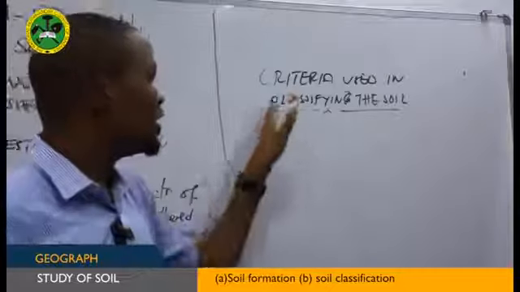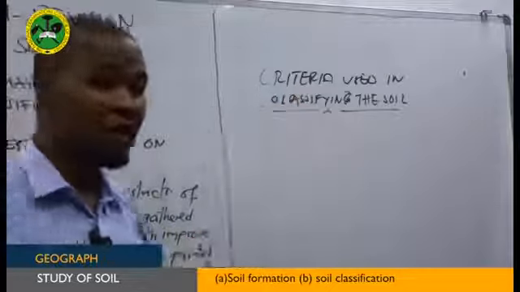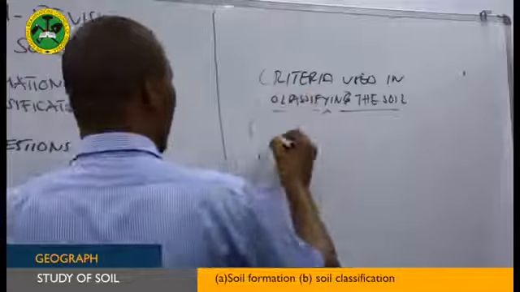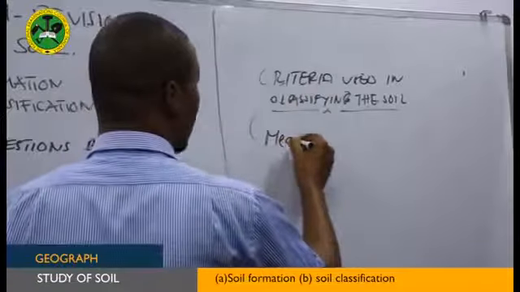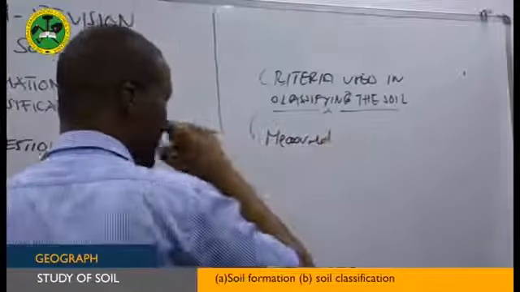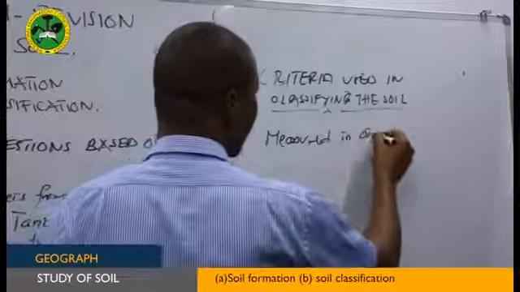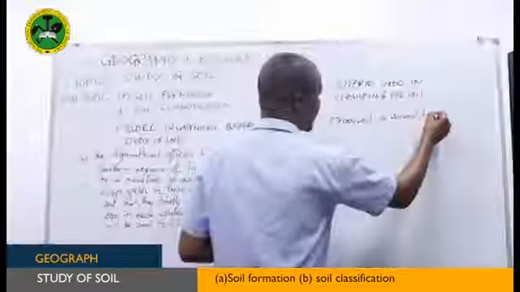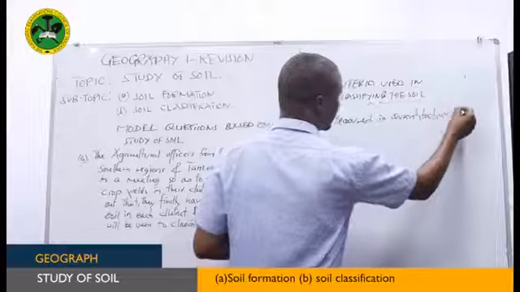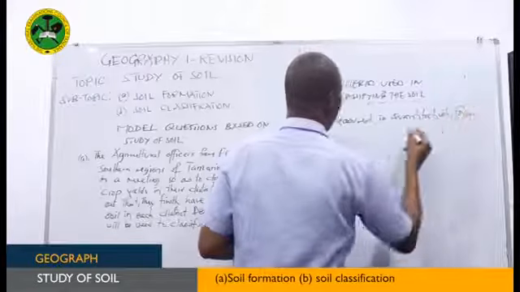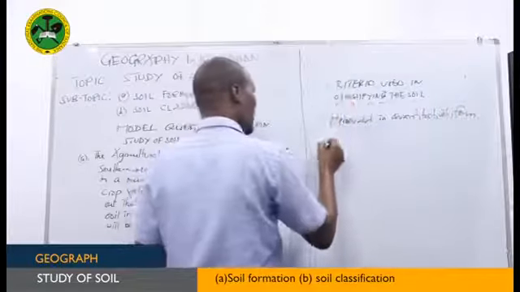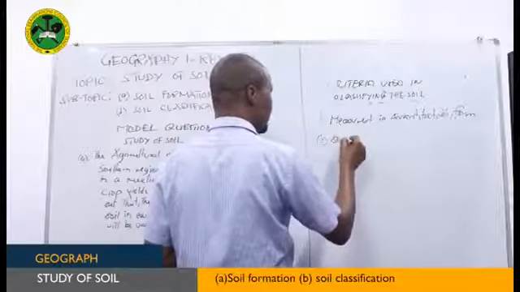That's why I say criteria used in classifying soil. It means right now we are talking about those criteria that can be defined by property and measured in quantitative form. And one among the criteria is soil depth.